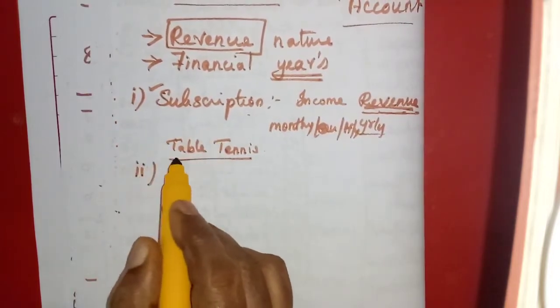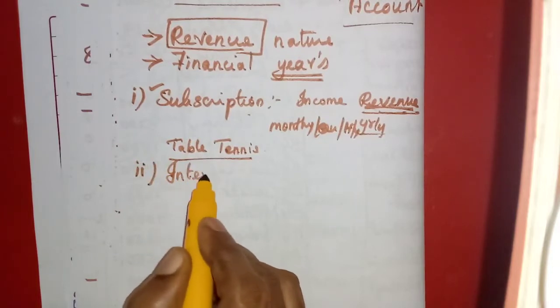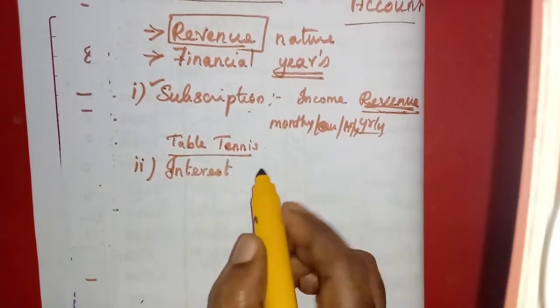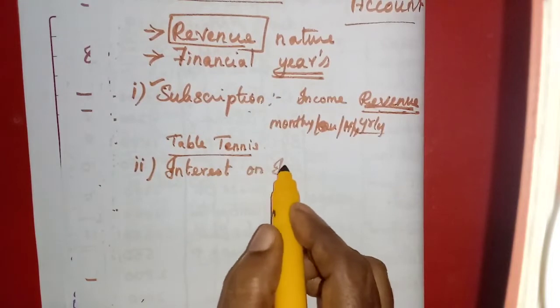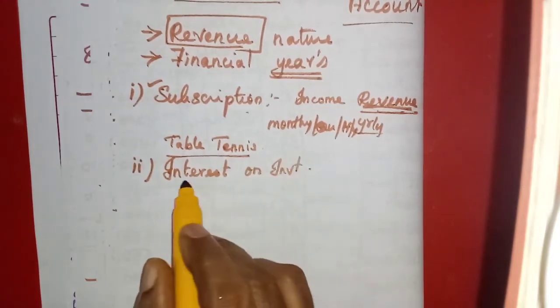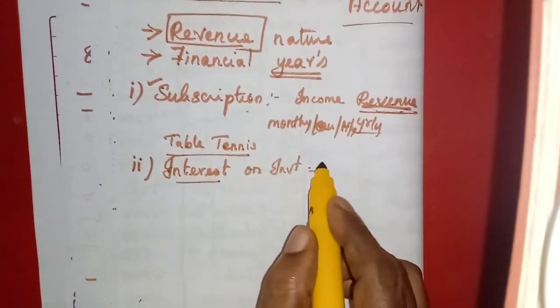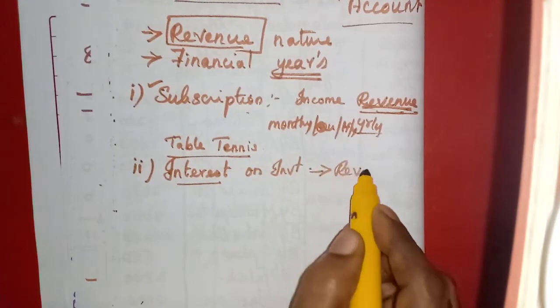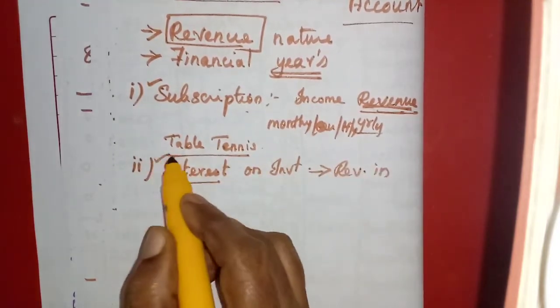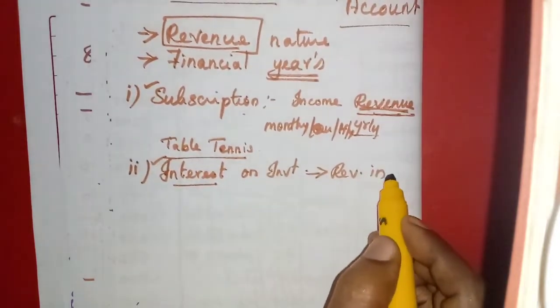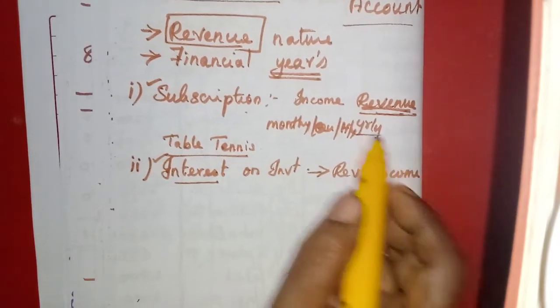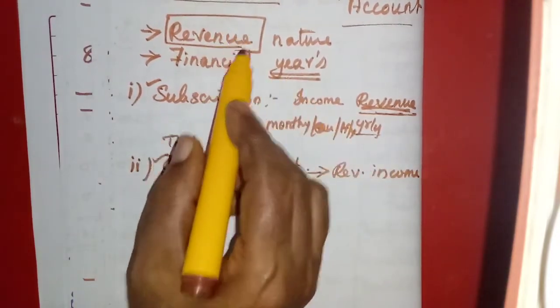Next one, interest on investment. That is revenue nature, we know, isn't it? Every year we will receive interest, or monthly we will receive interest. So this is also revenue income. So this must also be included in the income and expenditure account.